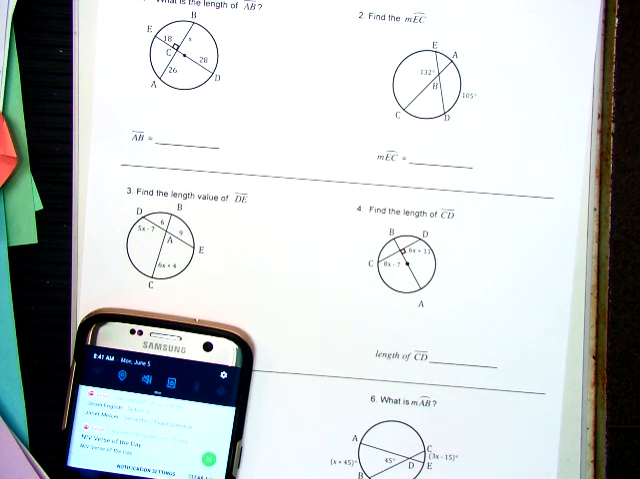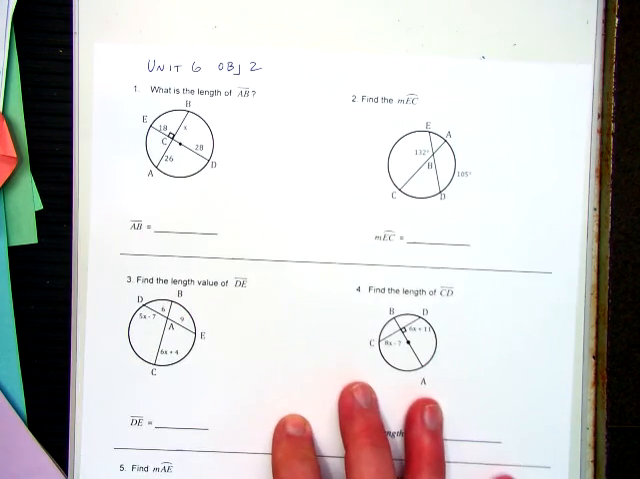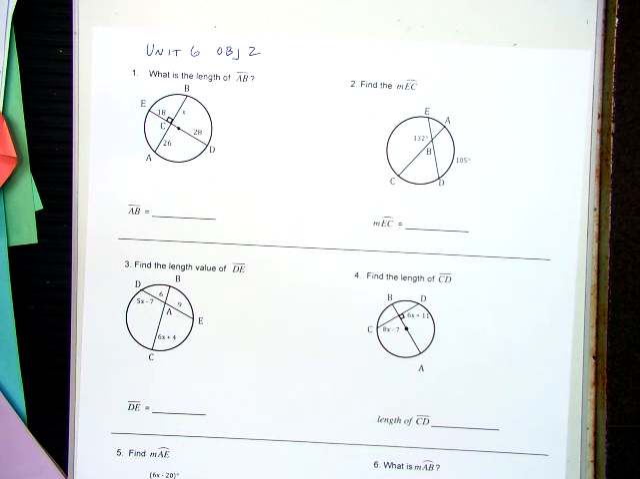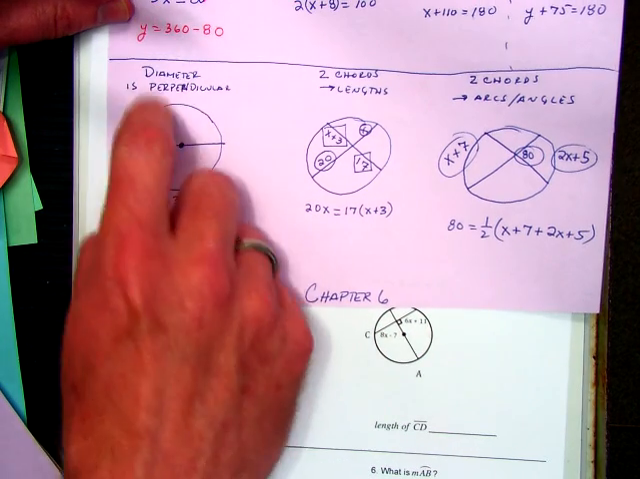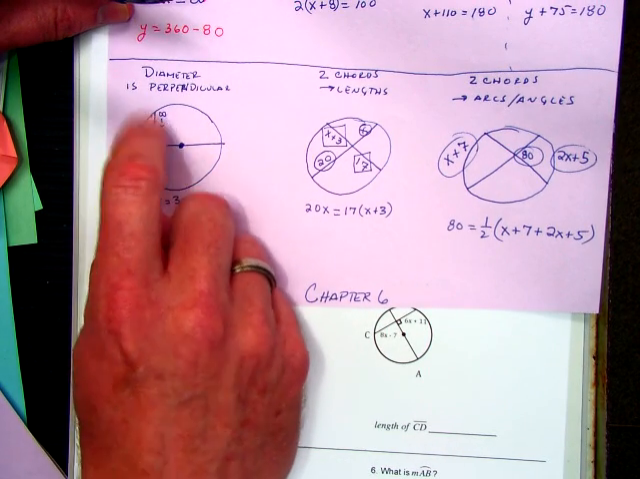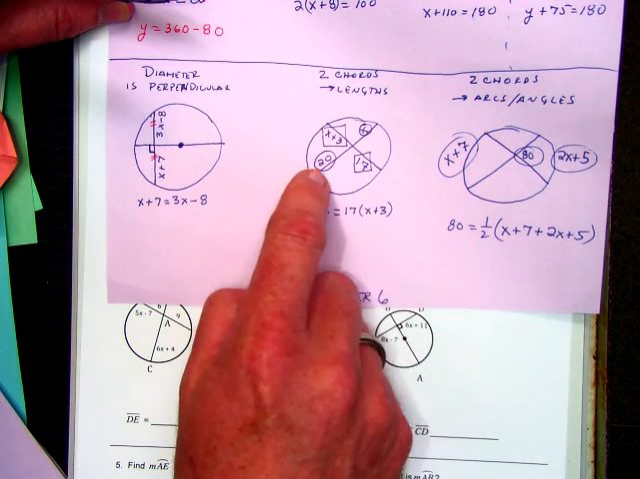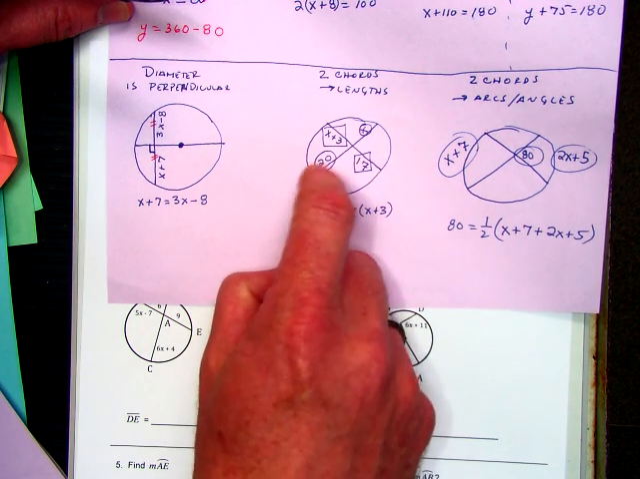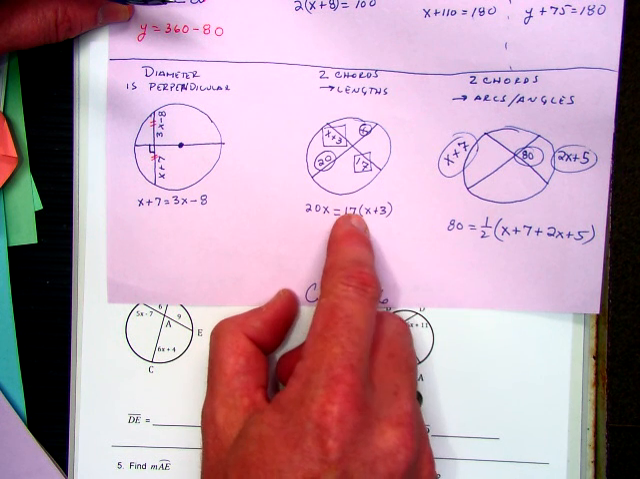All right, ladies and gentlemen, this is the Unit 6 Objective 2 review. All right, so the first one I'm going to take care of is realize that from our foldable, in this objective there are three things, and that's if the diameter is perpendicular, these are equal. Okay, if they just intersect, then the product of the lengths are equal. And that's how I did 20x is equal to x plus, or 17 times x plus 3.